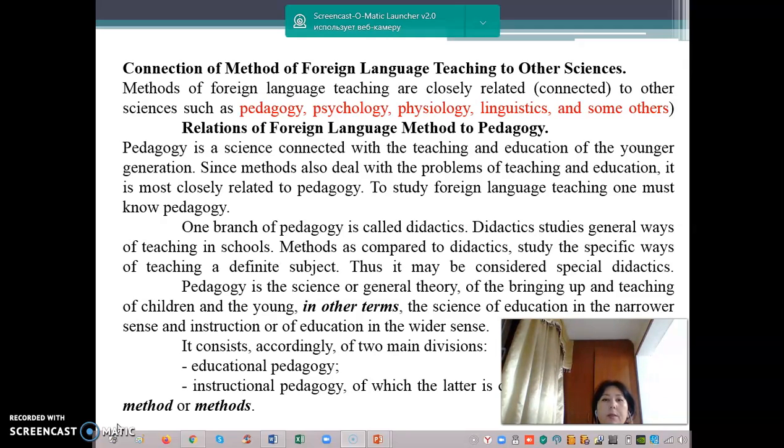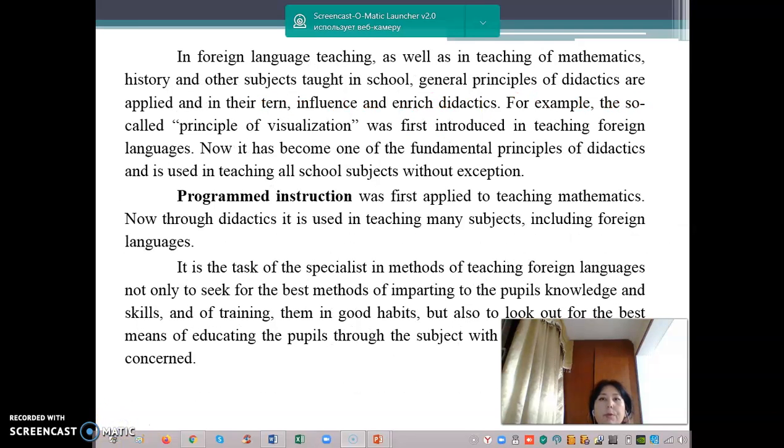Pedagogy is a science or general theory of the bringing up and teaching of children and the young. In other terms, the science of education in the narrow sense and instruction or of education in a wider sense. It consists accordingly of two main divisions, educational pedagogy and instructional pedagogy, of which the latter is called didactics, otherwise methods or method. In foreign language teaching, as well as in teaching of mathematics, history, and other subjects taught in school, general principles of didactics are applied and in their turn influence and enrich didactics.